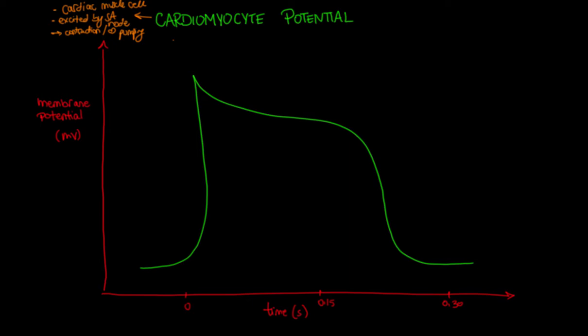So let's look at the membrane potential of these cardiomyocytes. We're going to start again at resting membrane potential. In these cardiomyocytes, the resting membrane potential is pretty stable, and it depolarizes only when stimulated, unlike the pacemaker cells that we just looked at. Resting membrane potential starts at negative 90 millivolts.